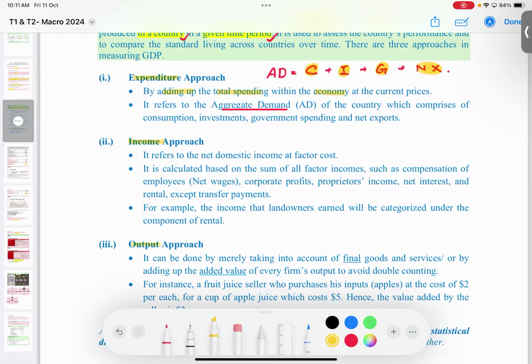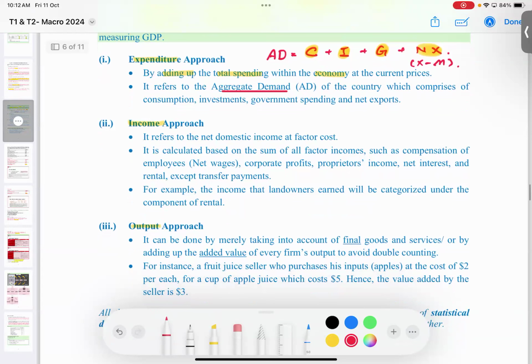Net exports, how do you get net exports? You use exports minus imports. Net exports means exports minus imports. Okay, now the next one is income approach. Income approach means what? I add up all the factor incomes.